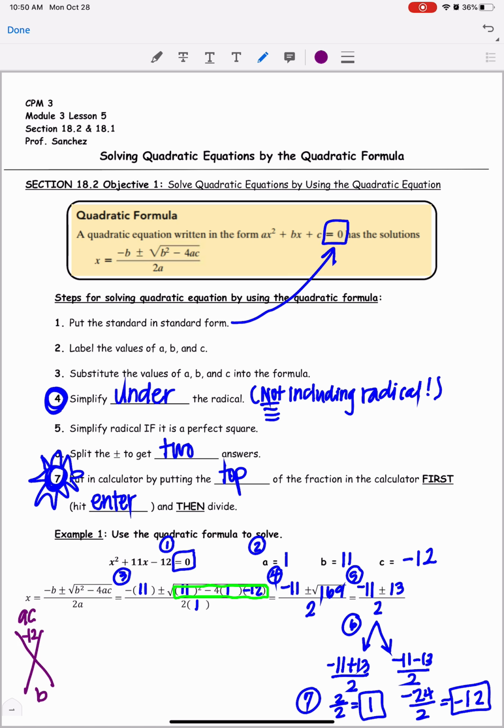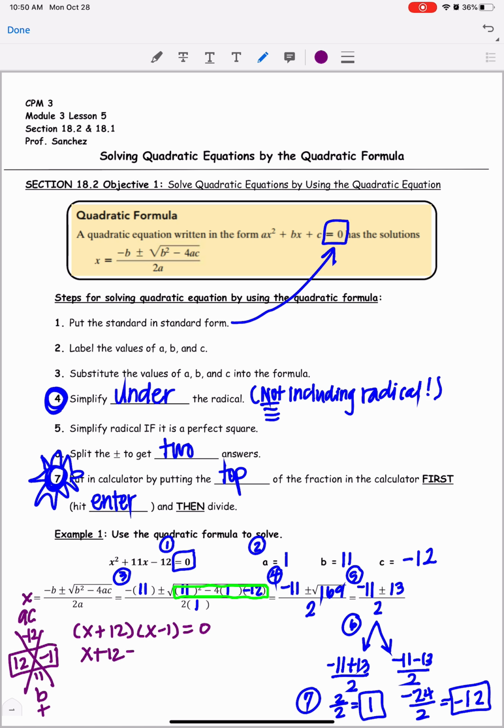My b term is 11. So what adds up to 11 but multiplies to negative 12? We get 12 and negative 1. So once you factor it, you get x plus 12, x minus 1 equals 0. You set up your 2 equations.